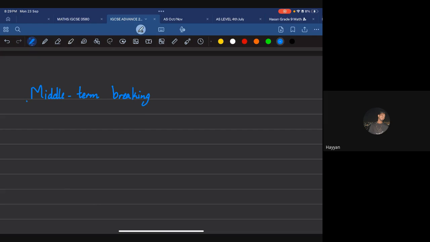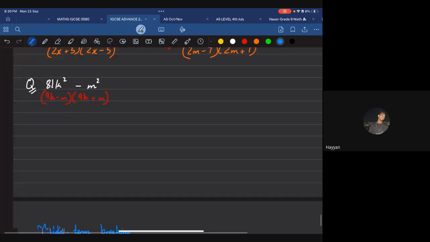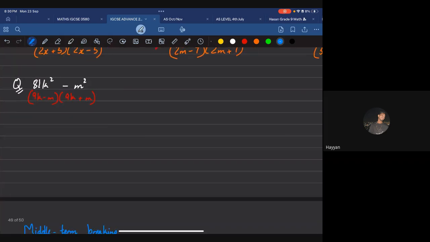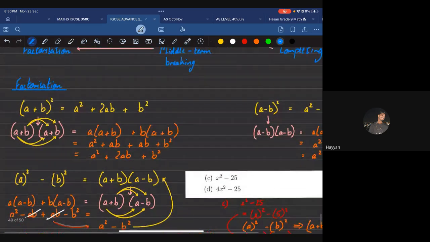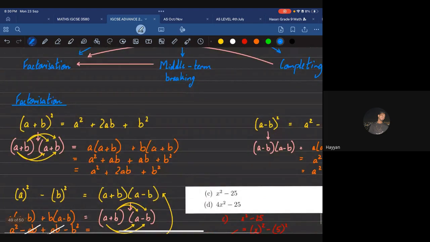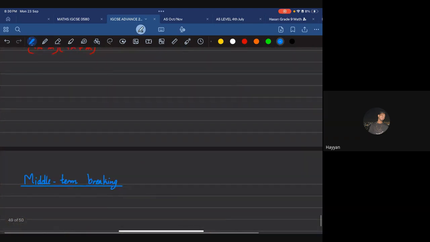What do you think could be middle term breaking? Like, what do we think it is? You have to break a term. Perfect. Absolutely excellent. So the middle term breaking is just exactly as Hayan said. He was spot on with it, that you have to break the term. Now, what does it say? The middle term breaking. So you have to break the middle term. Okay.